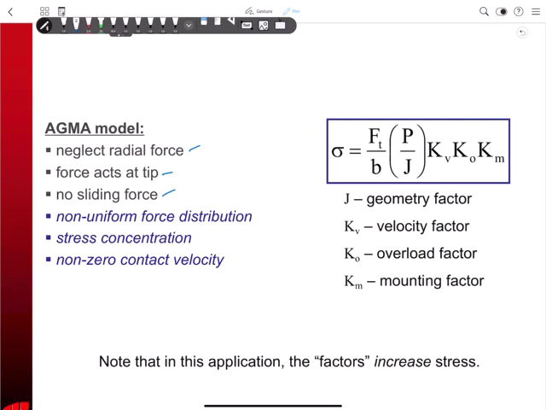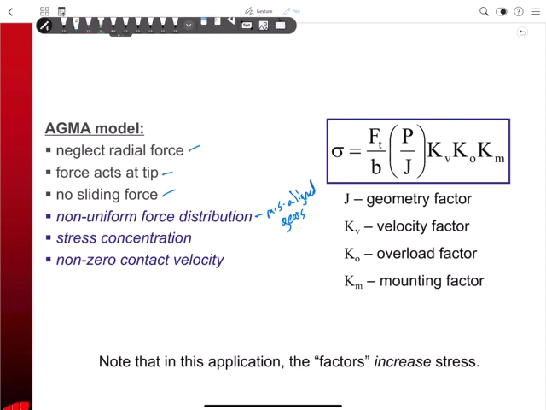There might be some friction, but no sliding force. We'll allow for misaligned gears, right? So what does that mean? If you imagine the gears as kind of like two hot dogs rolling together, those hot dogs might not be perfectly parallel, and so there might be more load at one place than another.